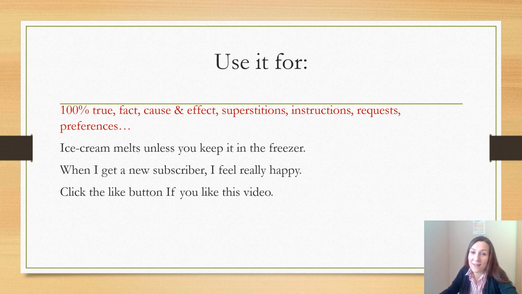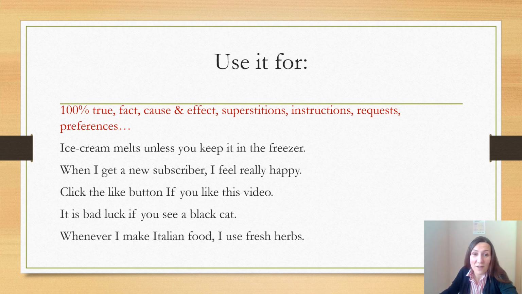This happens to be an example of the zero conditional. It is bad luck if you see a black cat. That is what is believed by some people. It is a superstition. Whenever I make Italian food, I use fresh herbs. I would say this is a preference. So we have some preferences, some facts, some superstitions, some instructions and requests.